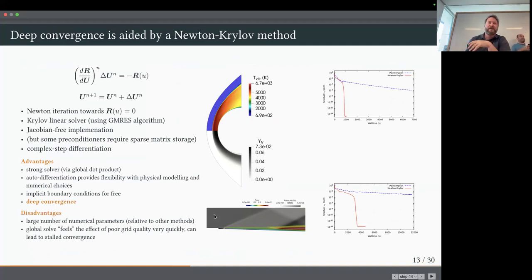The method is simple to state. Here is our Newton iterate. We're just going to find delta U, and delta U is an Ax equals b type equation. Jacobian at level n. We're solving for delta U, and we have our residual on the right-hand side. So we want to move via Newton iterations towards a residual of 0. At each step of that, we have a linear system to solve so that we can get some delta U's. We'll use a Krylov type approach, and in particular, the GMRES algorithm.